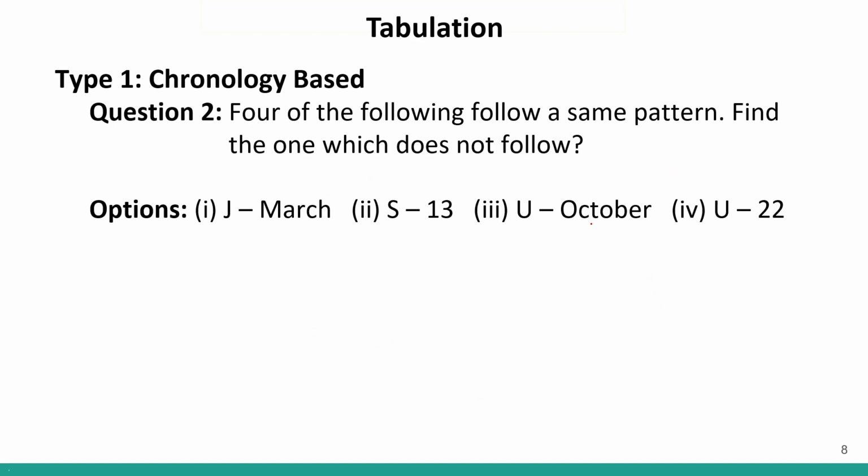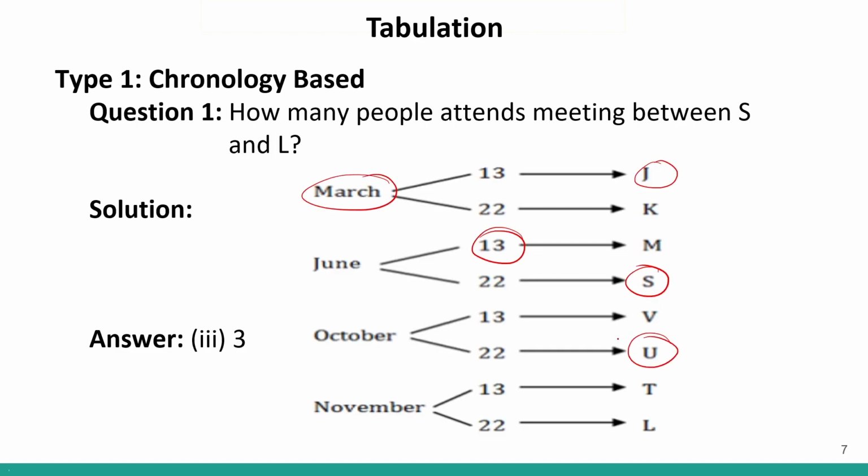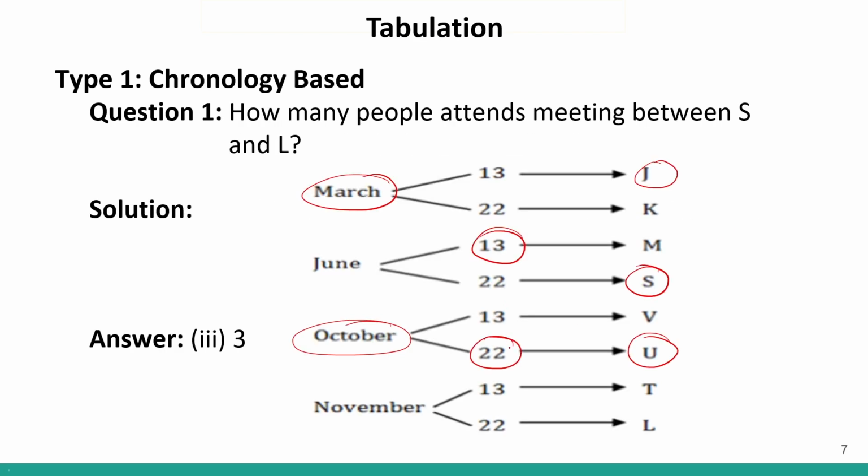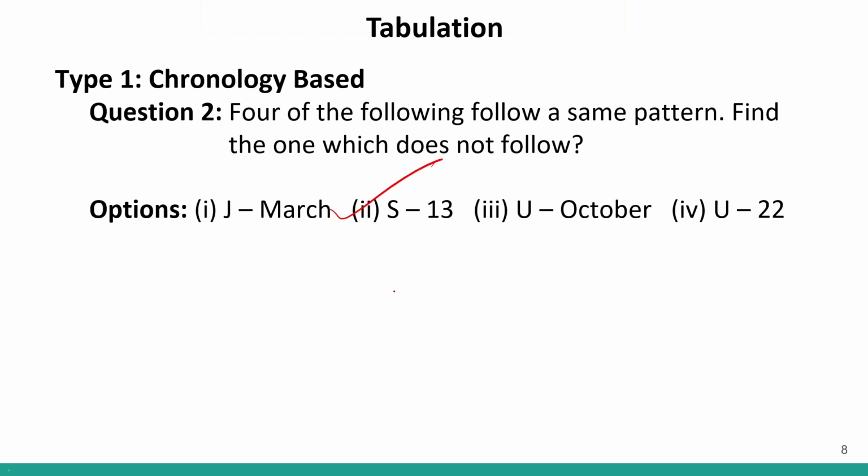Now, U October. U October is correct because U visits in October, J visits in March. And U 22 is also correct because U visits on 22. So U 22 is correct, U October is correct, J March is correct. The only one that is different is S and 13, because S and 13 visit on different dates. On 13th we have M and S is on 22. So this one will be the different one. Option number 2. Clear? This is the different one.